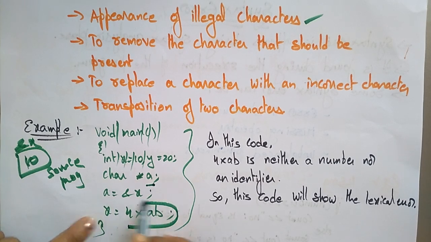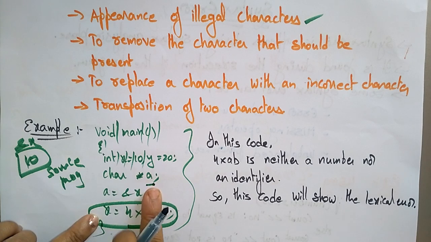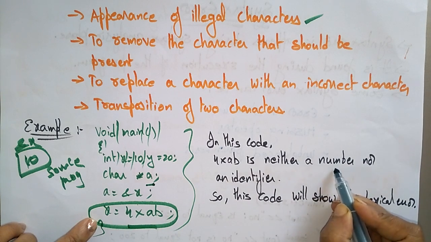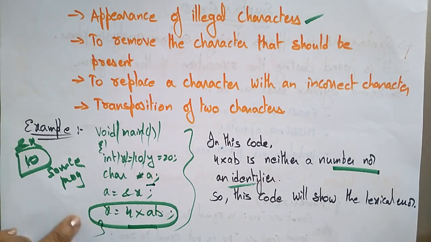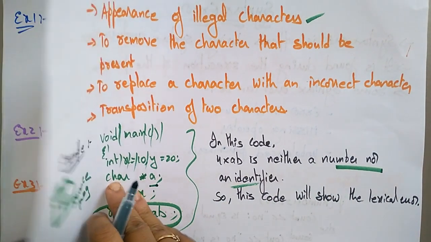So this is a mismatch, because here you didn't declare b. Only the a character is declared, but b you didn't declare. So in this code, 4 into ab is neither a number nor an identifier. So this code will show a lexical error. Now let's see the second type of error, that is a syntax error.